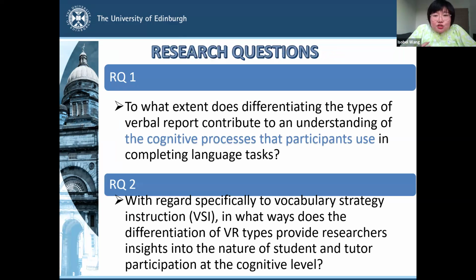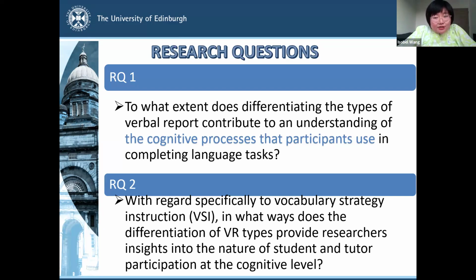So in order to achieve this aim, we have two research questions. The first research question is to what extent does differentiating the types of verbal report contribute to an understanding of the cognitive processes that participants use in completing language tasks? So this research question addresses the different roles verbal report can play in understanding the given cognitive processes.